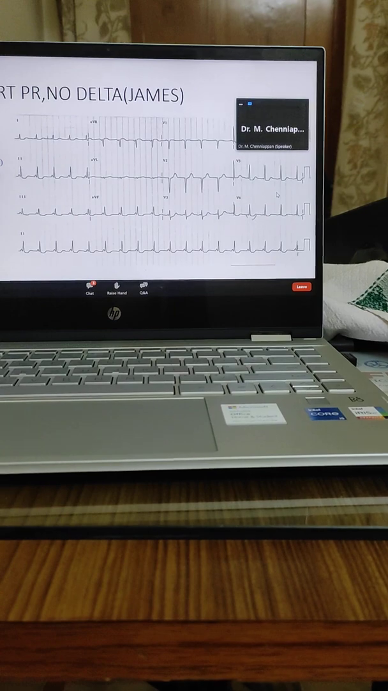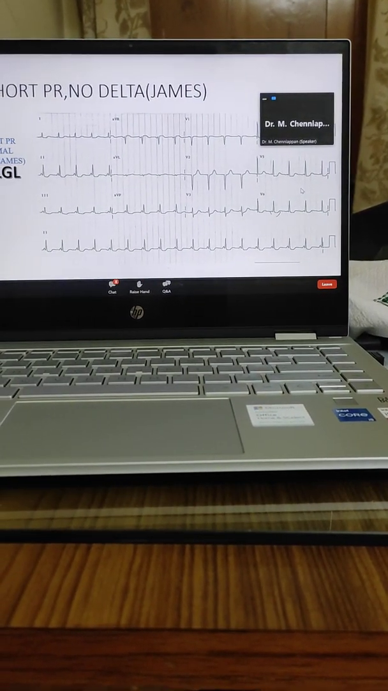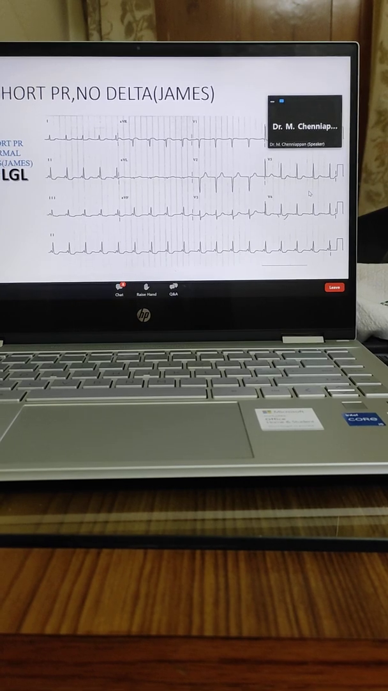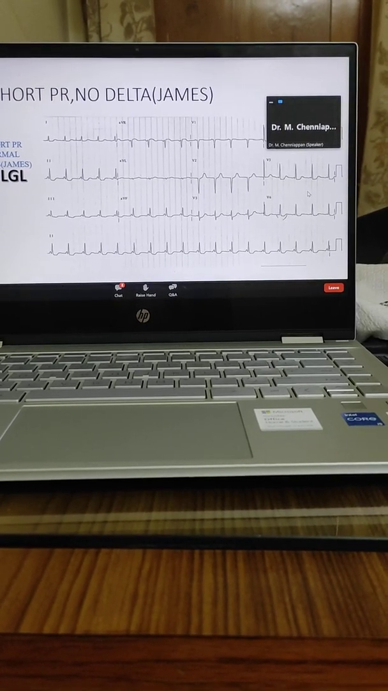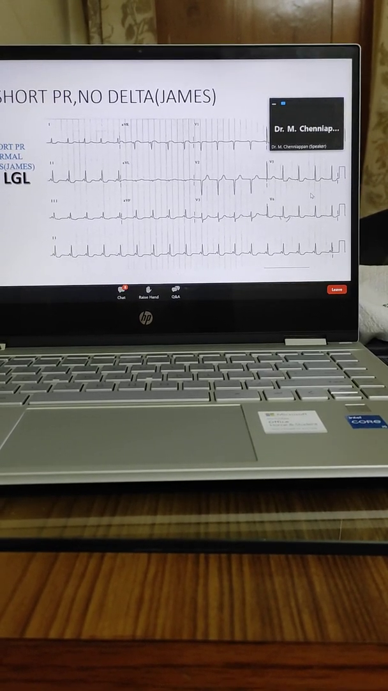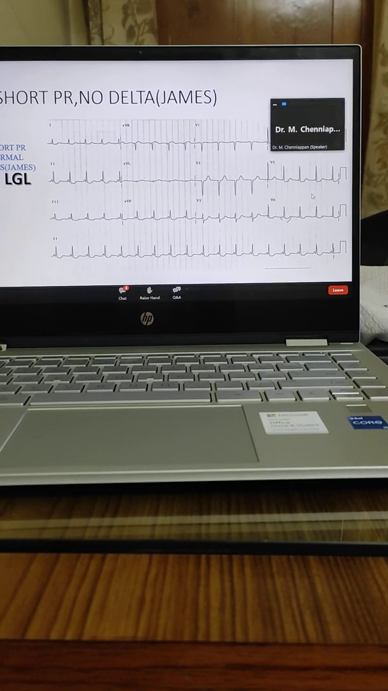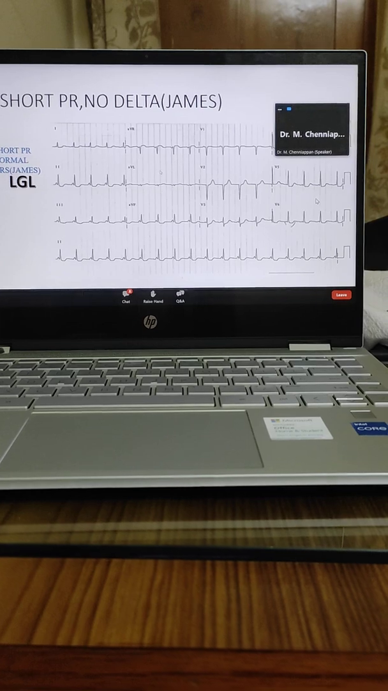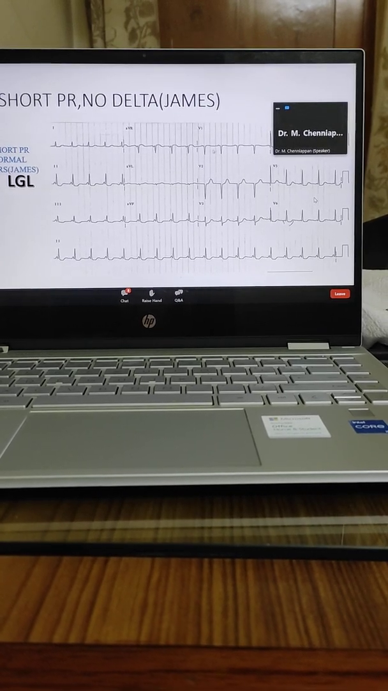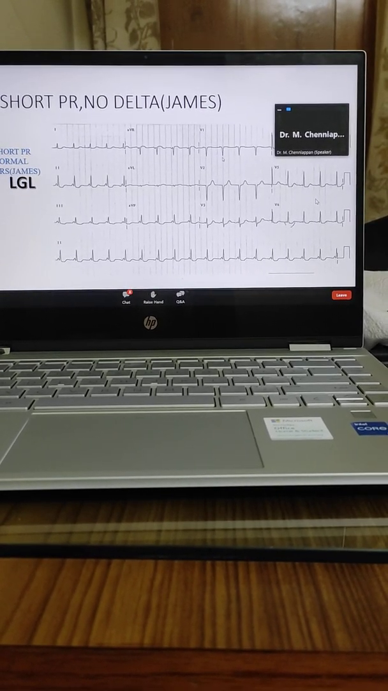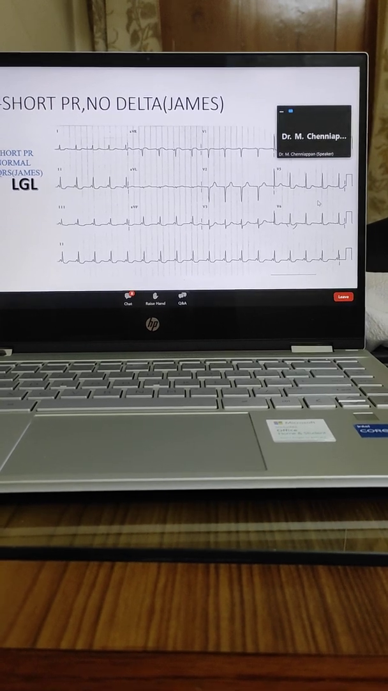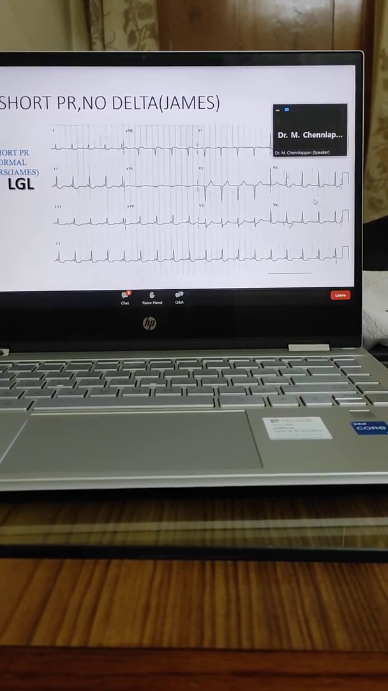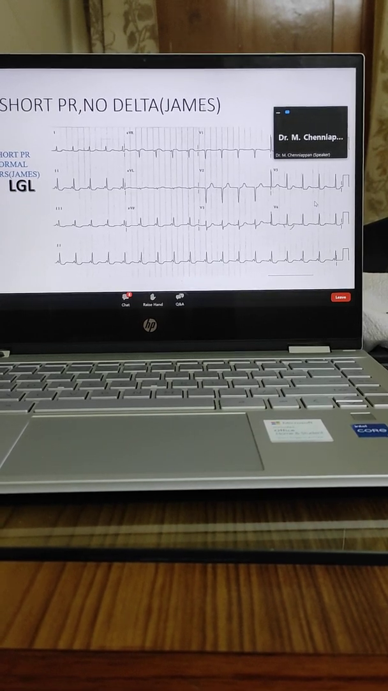Then of course whenever you have a James pathway, which is going to bypass the AV node and conduct through your regular conduction system, here the AV node alone is bypassed, but subsequently the impulse is not going through the muscle. So there is no question of QRS widening or initial delta wave. What you will have is a short PR interval, but there is no delta wave and the QRS is narrow. So short PR with no delta wave and normal QRS is probably due to James pathway.